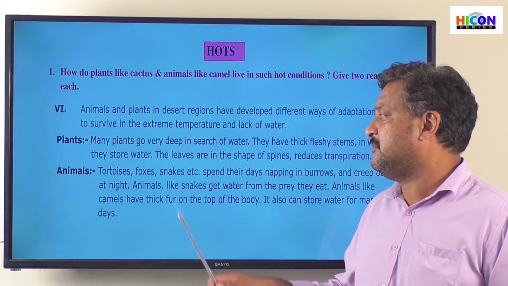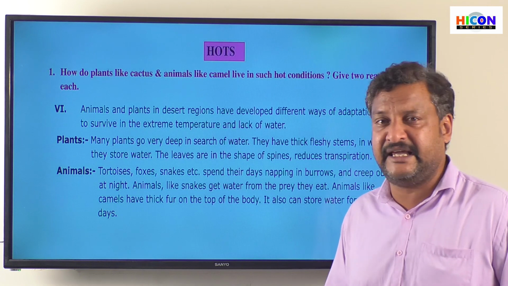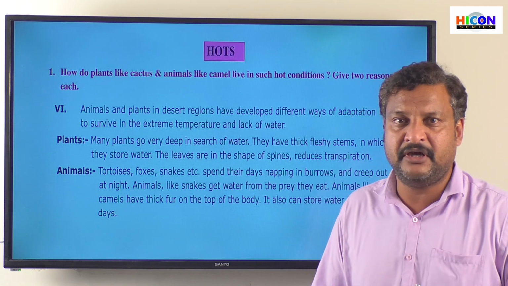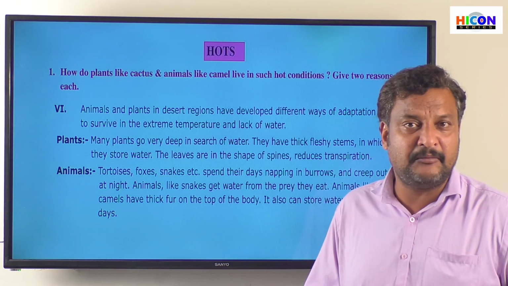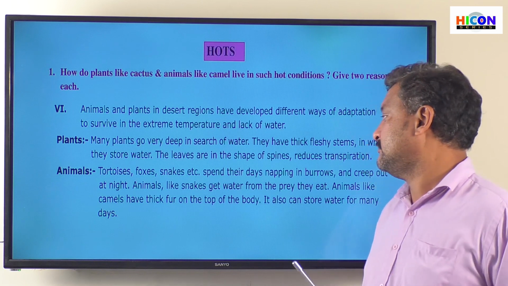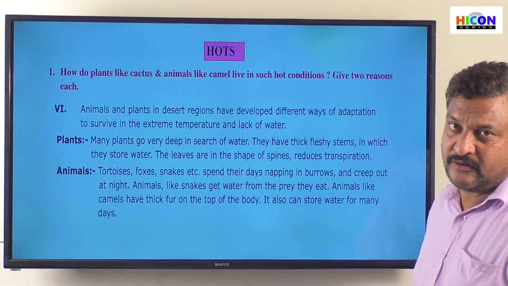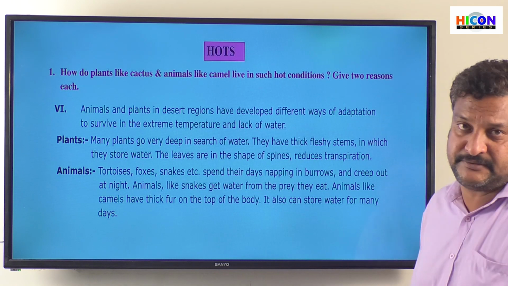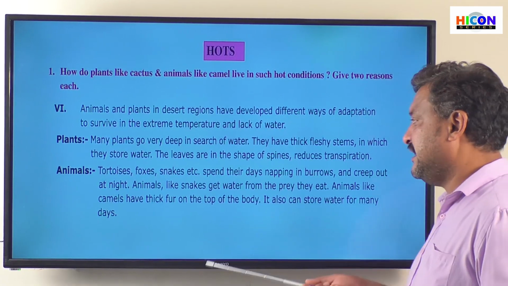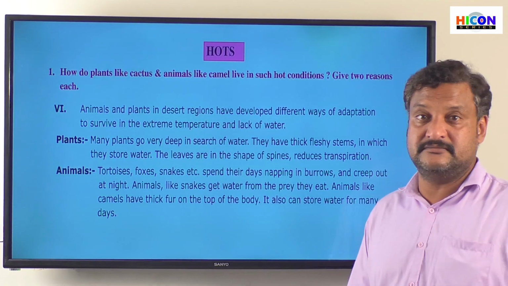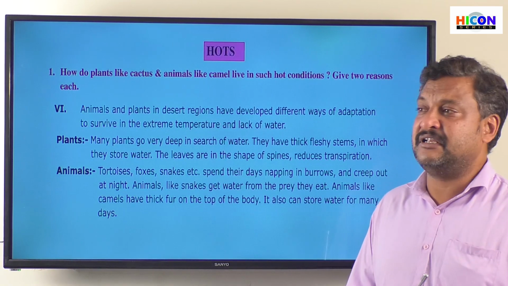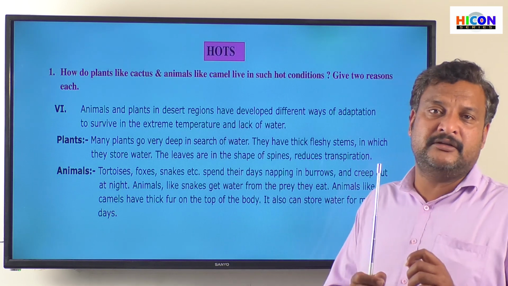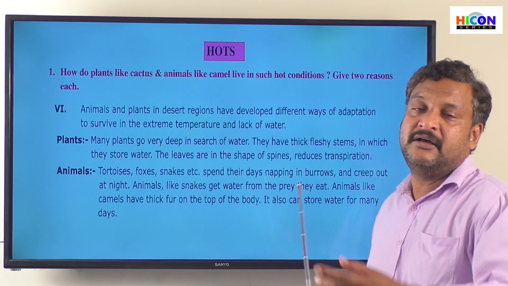So these kinds of animals like a tortoise or foxes or snakes can easily withstand the cold temperature but not the hot temperature. So during night time, they come out and they hunt during that time. First thing. Second, animals like a snake get water from the prey they eat. The fox or the snakes eat other animals, right? So when they eat other animals, the liquid, the fluid, the water in the body of the animal gets into their body.